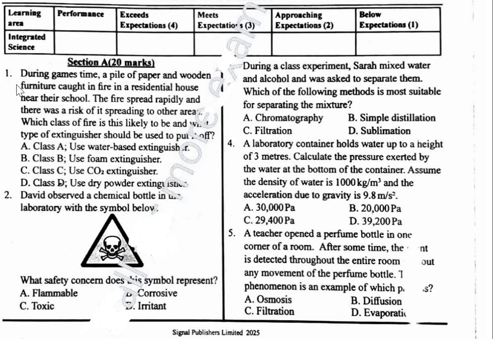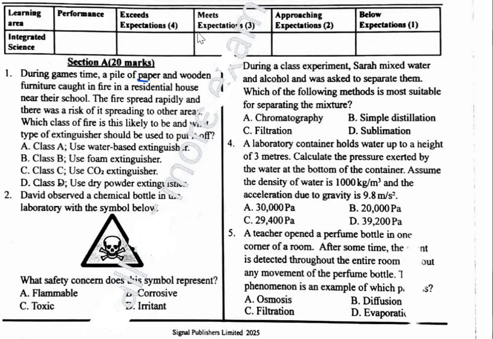The first question reads, during games time, a pile of paper and wooden furniture caught fire in a residential house near the school. The fire spread rapidly, and there was a risk of it spreading to other areas. Which class of fire is this likely to be, and what type of extinguisher should be used to put it off? Option A, Class A, use water-based extinguisher. B, Class B, use foam extinguisher. Class C, use carbon dioxide extinguisher. Class D, use dry powder extinguisher.